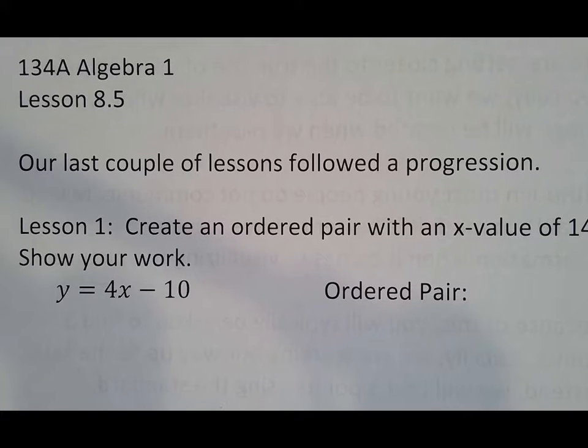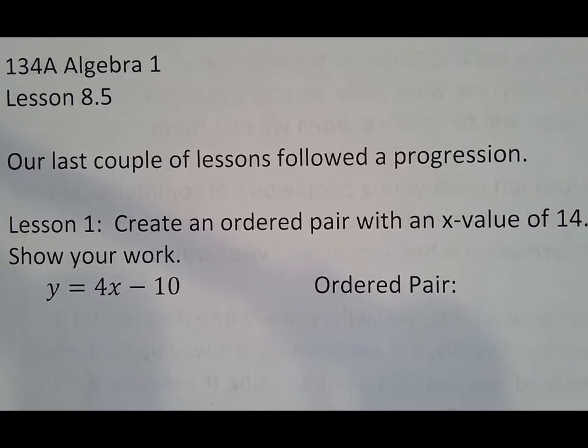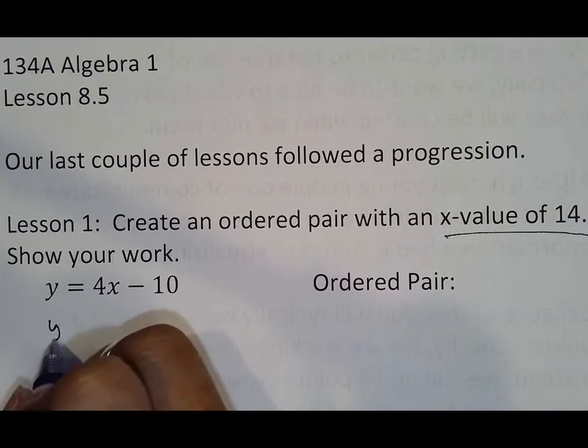3.5 is almost done for the semester, by the way. Our last couple of lessons followed a progression. Lesson 1, we created an ordered pair with an x value of 14. So they gave us one value, and we were supposed to find the ordered pair.